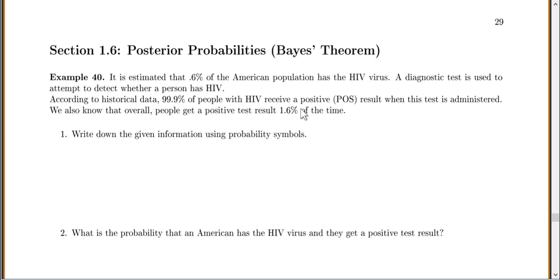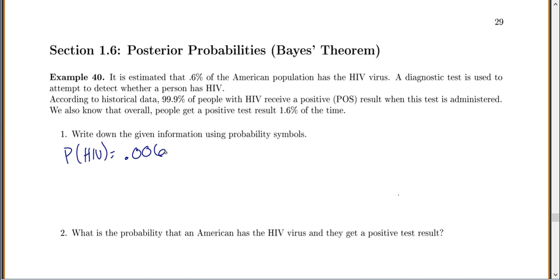So it sounds like we're talking about HIV, whether or not you have HIV, whether or not you're positive. We also have 99% of people with HIV receive a positive. That sounds like a conditional probability. So let's write down everything that they gave us. So 0.6% of people have HIV. That sounds like just a plain probability of HIV. And it's 0.6%, so the actual probability would be 0.006. We always prefer to work in fractions or decimals, not actual percentages.